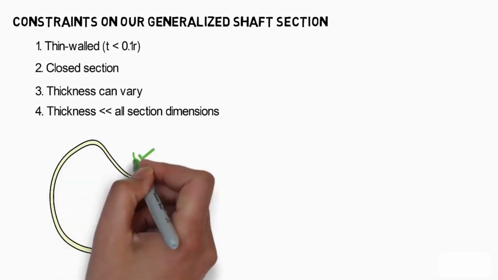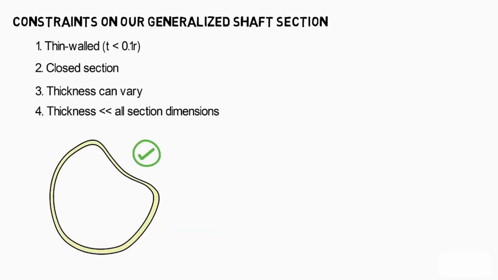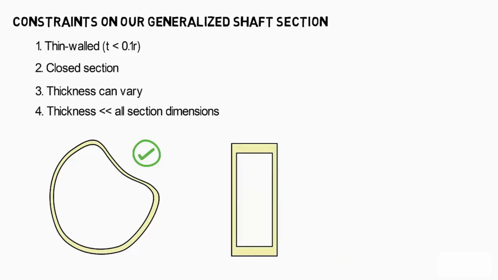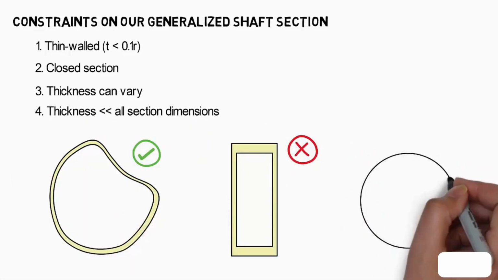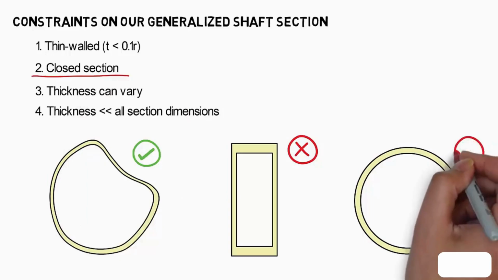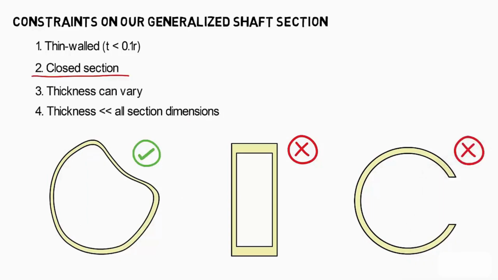The first section clearly meets all of these constraints. However, in the rectangular section, the wall thickness is not sufficiently small compared to the overall width of the cross-section, and thus would not be suitable for this analysis. Finally, the last cross-section is also not suitable as it is an open section rather than a closed section. Let's use the first section to illustrate our generalized shaft.